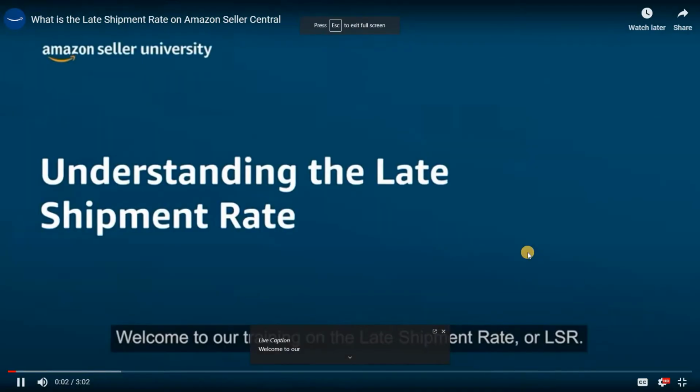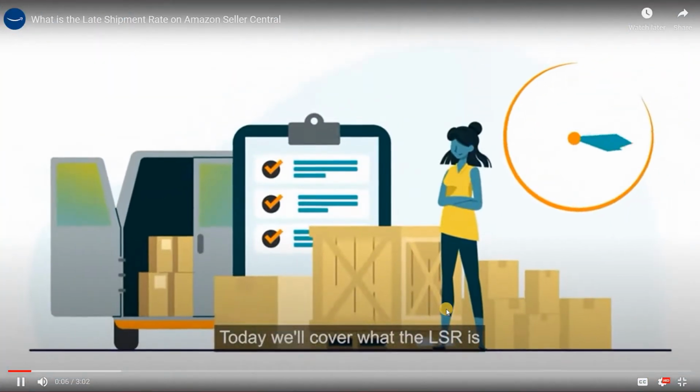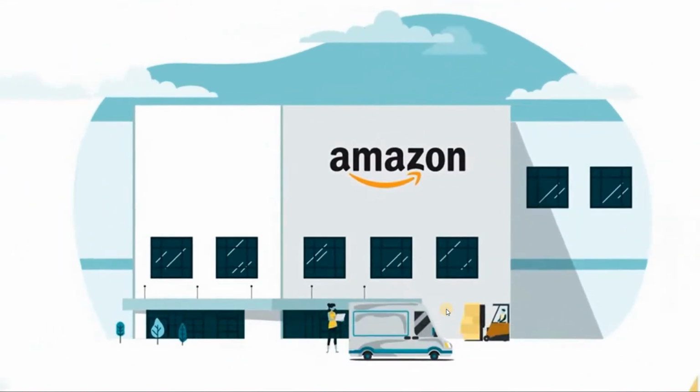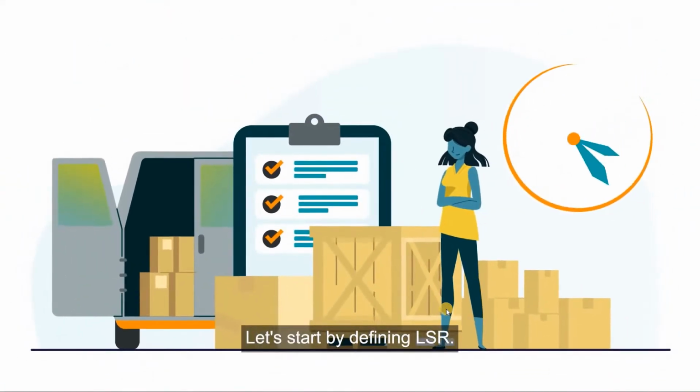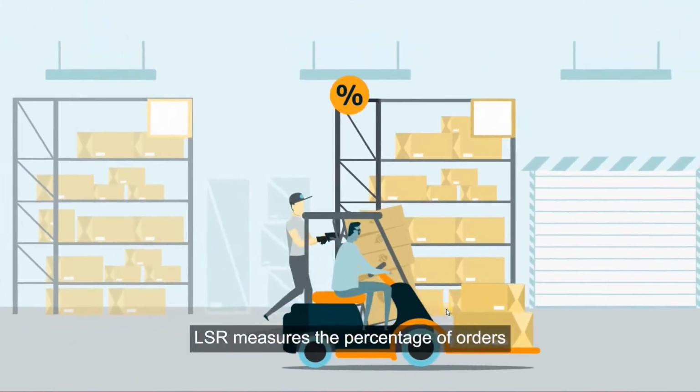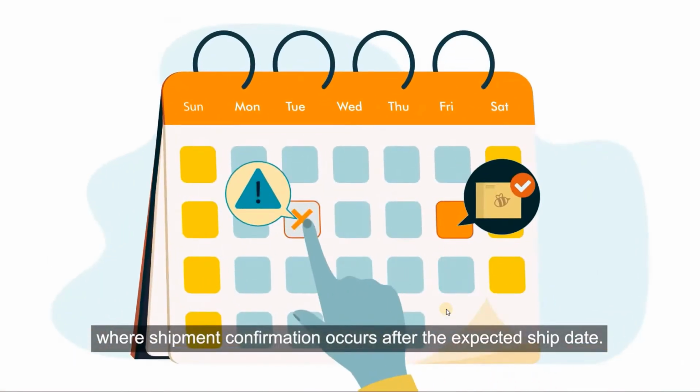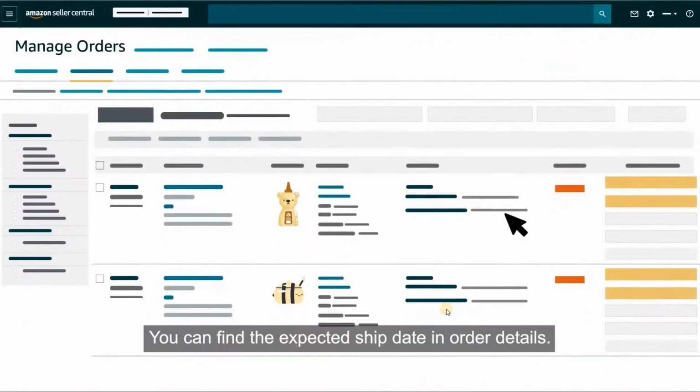Welcome to our training on the Late Shipment Rate, or LSR. Today we'll cover what the LSR is and how it affects sellers in the Amazon store. Let's start by defining LSR. LSR measures the percentage of orders where shipment confirmation occurs after the expected ship date. You can find the expected ship date in order details.